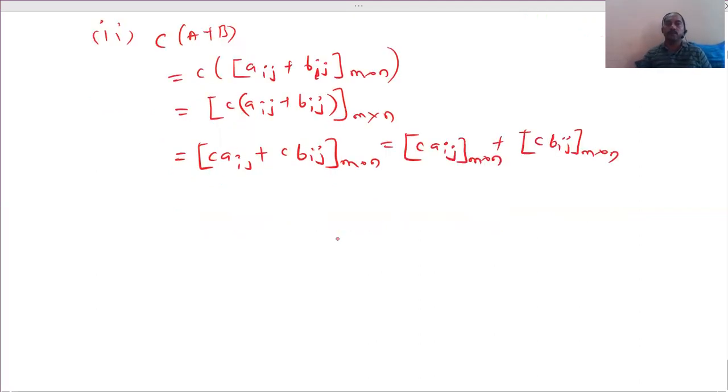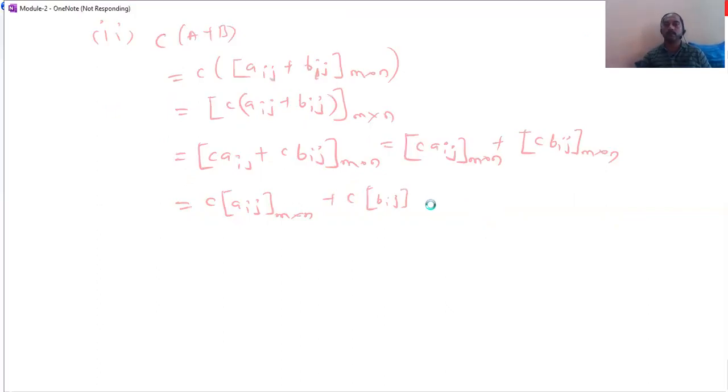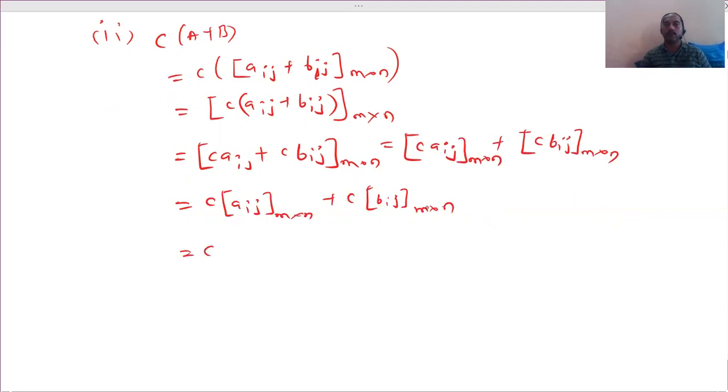Now, which is equal to, C is common out. C a_ij M by N plus C b_ij M by N. So this is nothing but C A plus C B. That's all. Second property over.